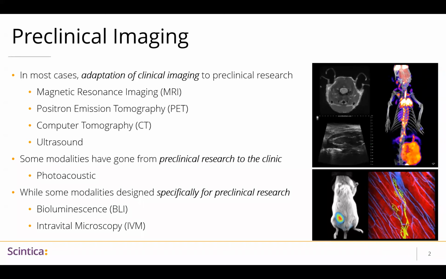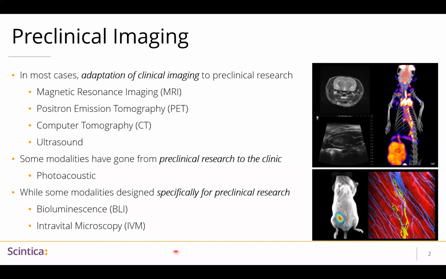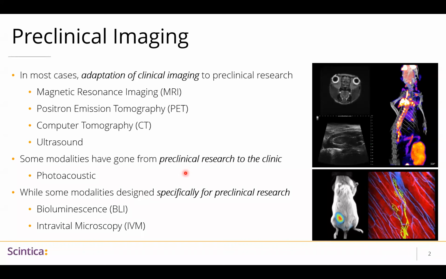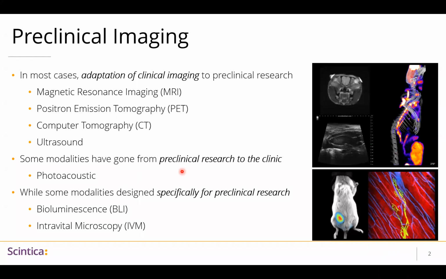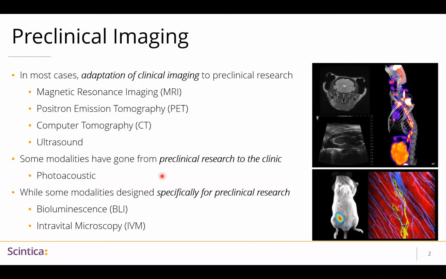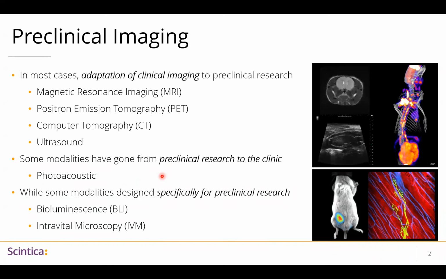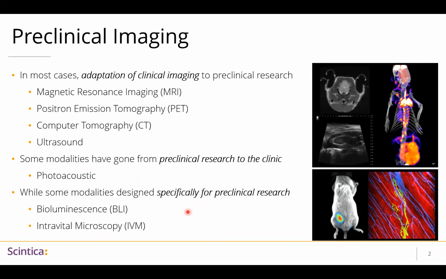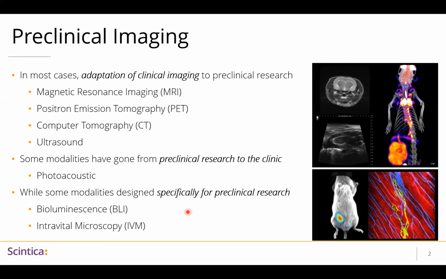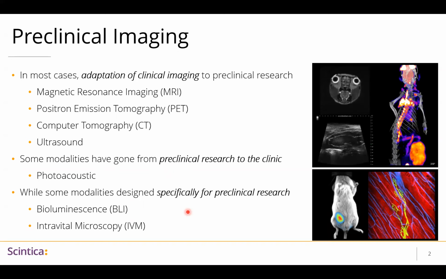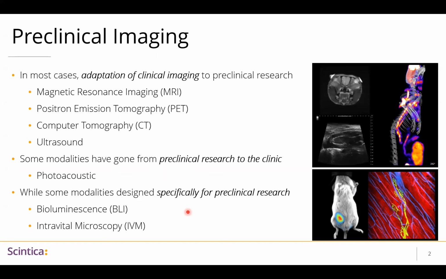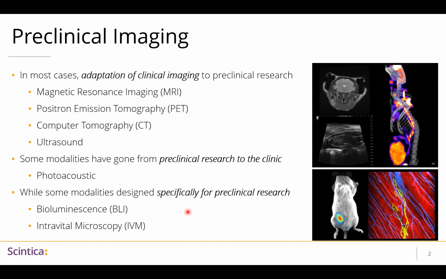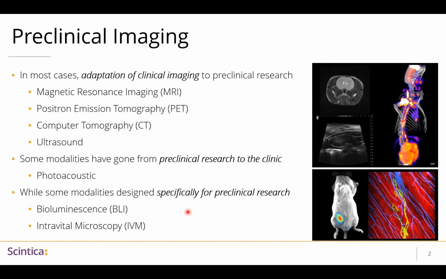However, as imaging modalities have developed over the years, there are some modalities that were developed on the preclinical side of things, which are now being developed and actively used in the clinic. And one of those, for example, is photoacoustics. And we'll talk a little bit about that as we go. And then in some cases, there are modalities that are specifically kept in the preclinical world. That's just because of different ways that have been used to implement those modalities, or they're more invasive in nature, so we wouldn't go ahead and use those in the clinic.